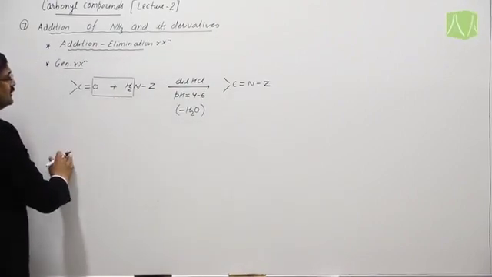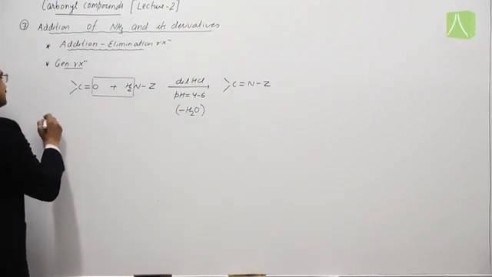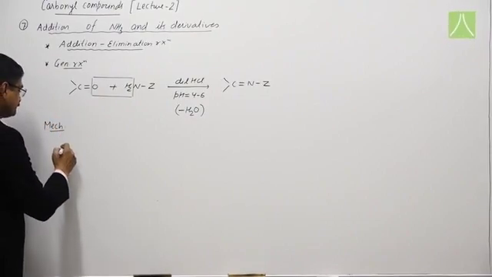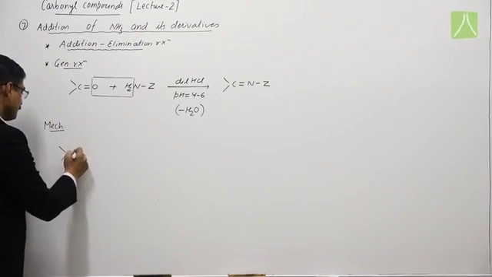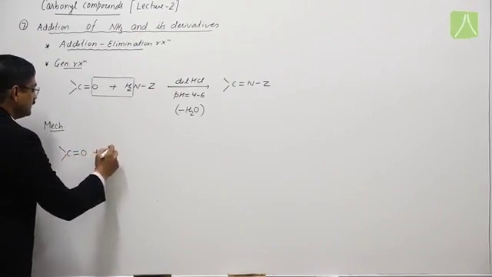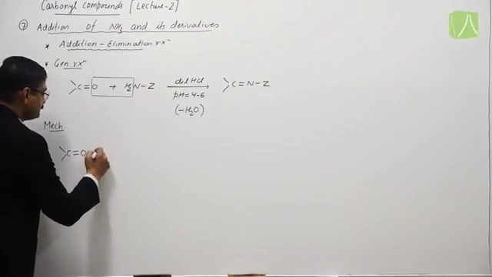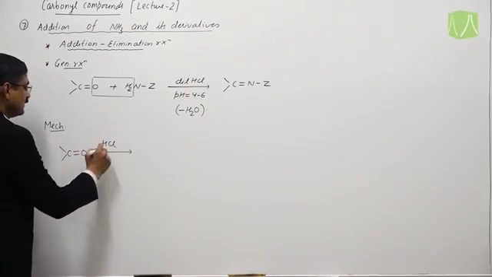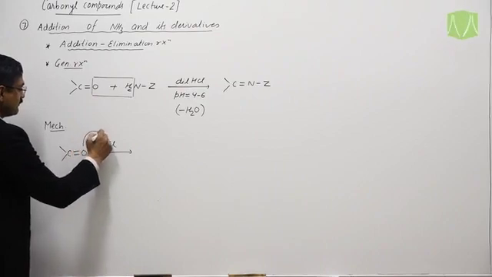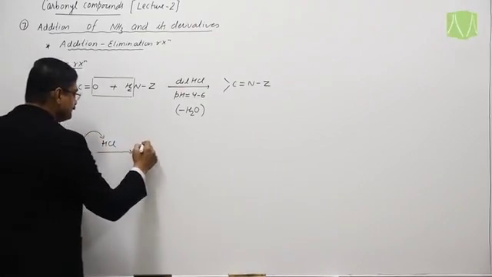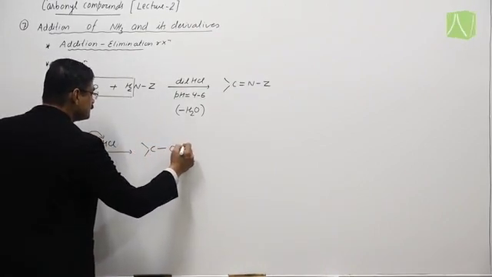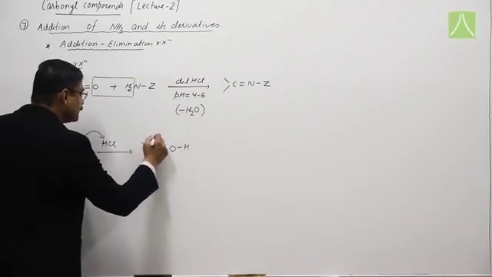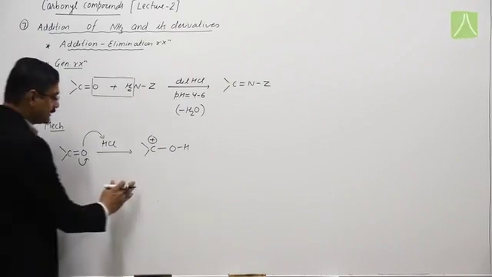Now I take examples one by one. First, the mechanism. In the first step, acid, HCl, reacts with the carbonyl, and the carbonyl compound is converted into a carbocation like this.